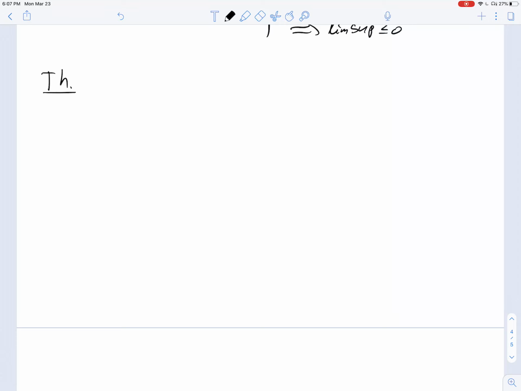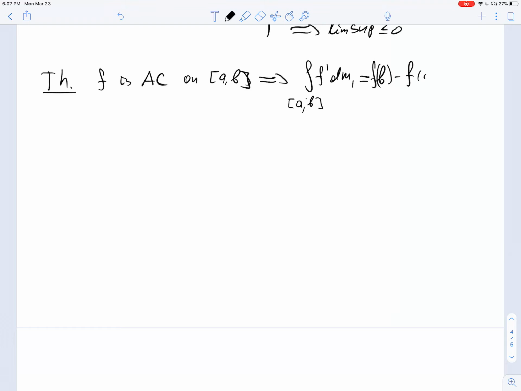Okay, so before we call it a day, I'll state the main theorem. So the main theorem is that f is absolutely continuous on [a, b], which implies that the integral of f prime dm1, which exists, by the way, because f is an absolutely continuous function, implies that it's a function of bounded total variation, and a function of bounded total variation is differentiable almost everywhere, and the derivative is summable. And now we get the Newton-Leibniz formula. So this integral of the derivative is equal to f of b minus f of a.